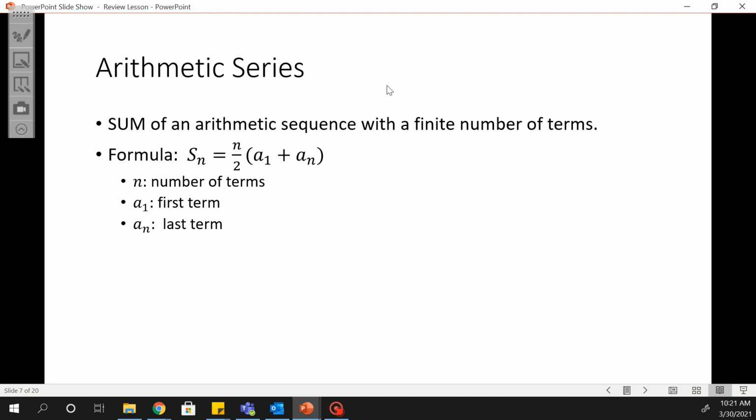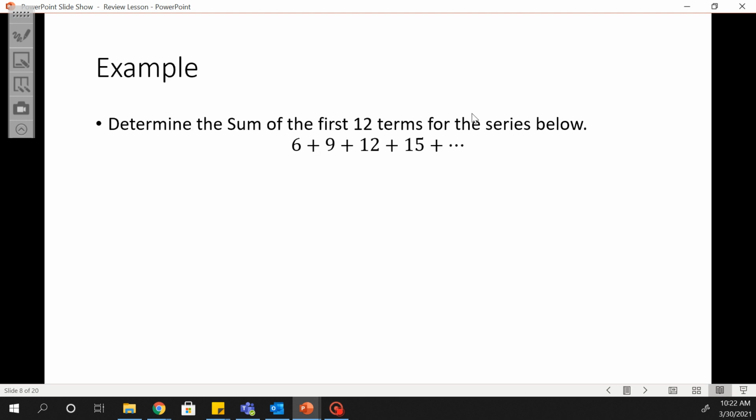Now a series is a little bit different because this is a sum of all of those terms. The sum of an arithmetic sequence with a finite number of terms is referred to as an arithmetic series. We have a formula that will allow us to calculate the value of a series: n over 2 times a1 plus an, where n is the number of terms, a1 is the first term, and an is the last term.